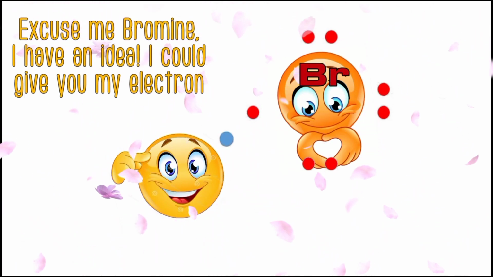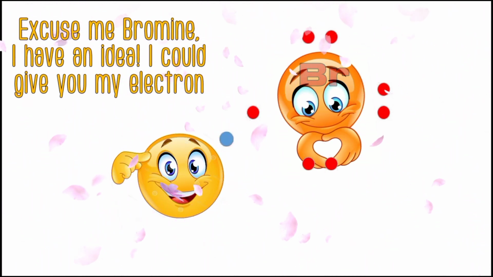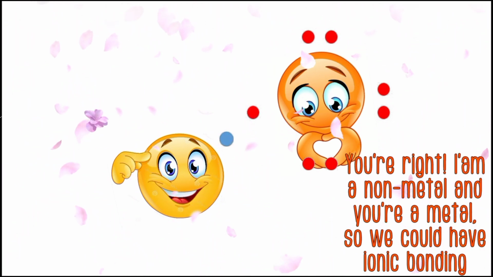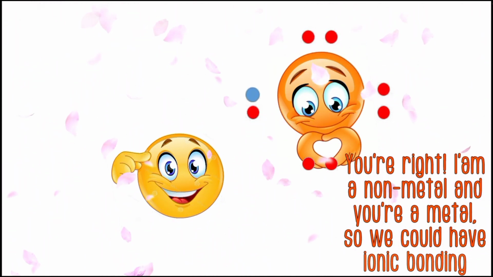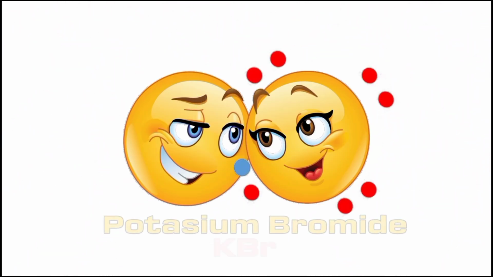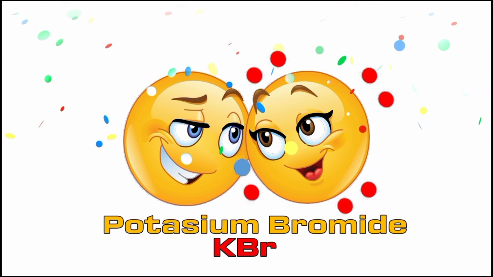Excuse me, Bromine. I have an idea. I could give you my electron. You're right. I am a non-metal and you're a metal, so we could have ionic bonding. Our positive and negative charges attract. Can I bond with you to complete me?